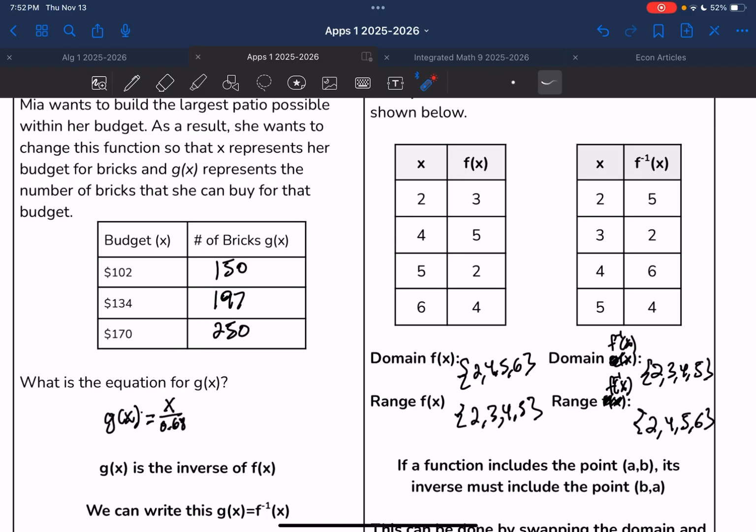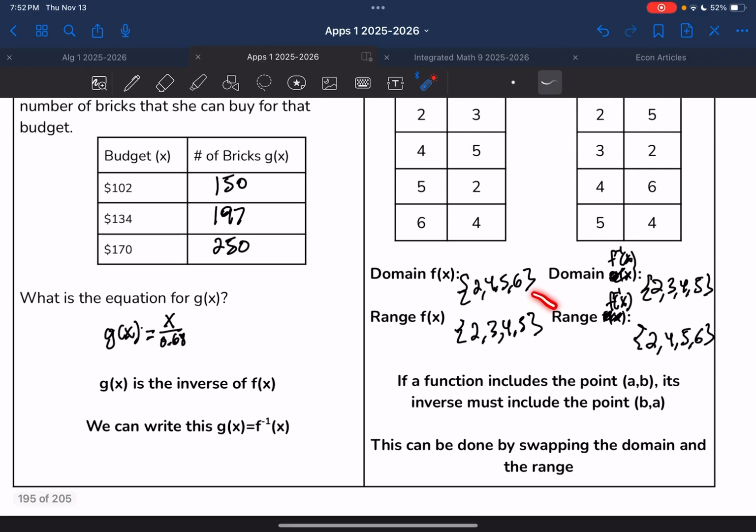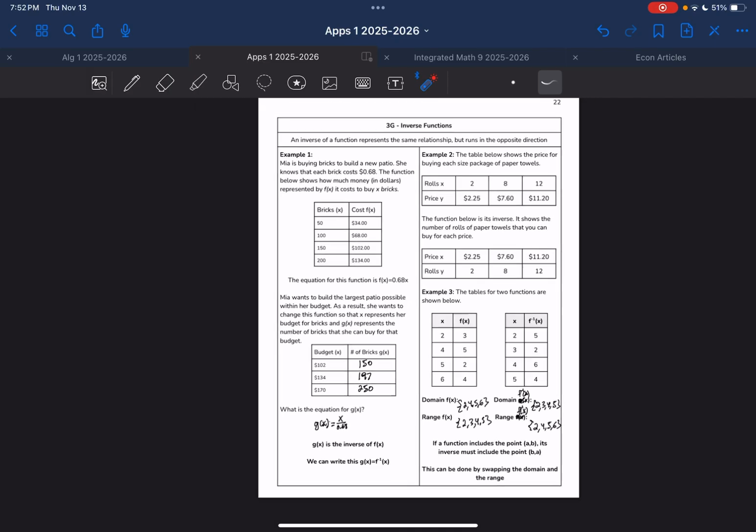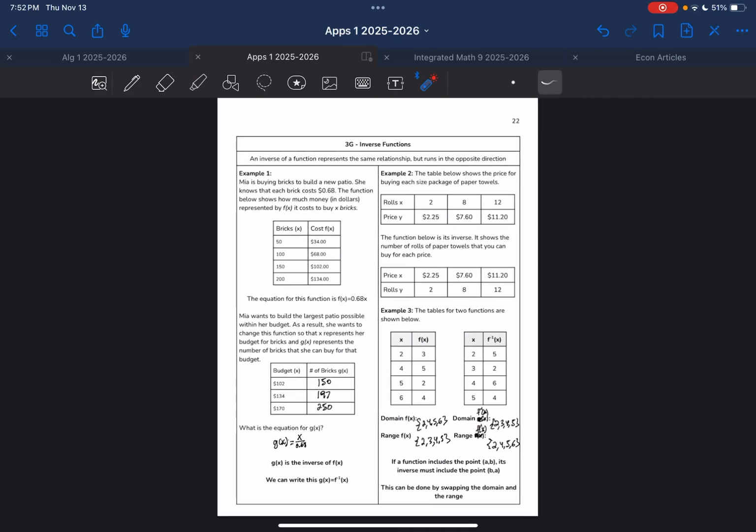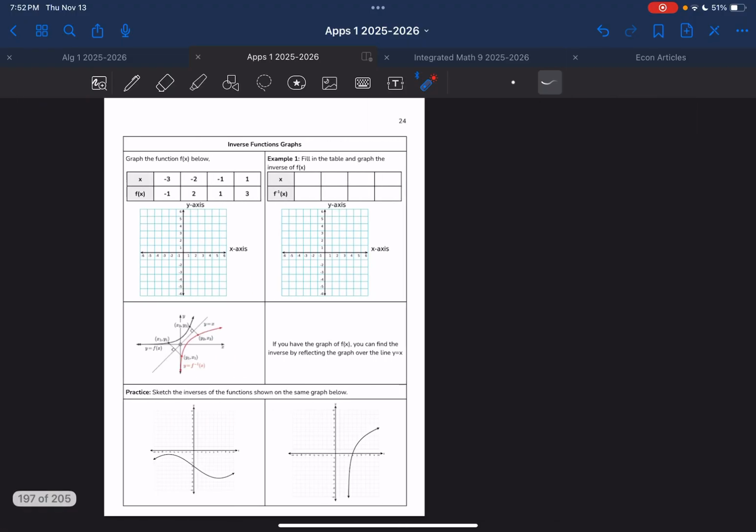And what do we notice? They're switched, right? For the inverse function, the domain of the original function becomes the range of the inverse function, and the range of the original function becomes the domain of the inverse function. So we switch the domain and range. That's the big intuitive idea here. We're going to build on this over the course of the next couple lessons.